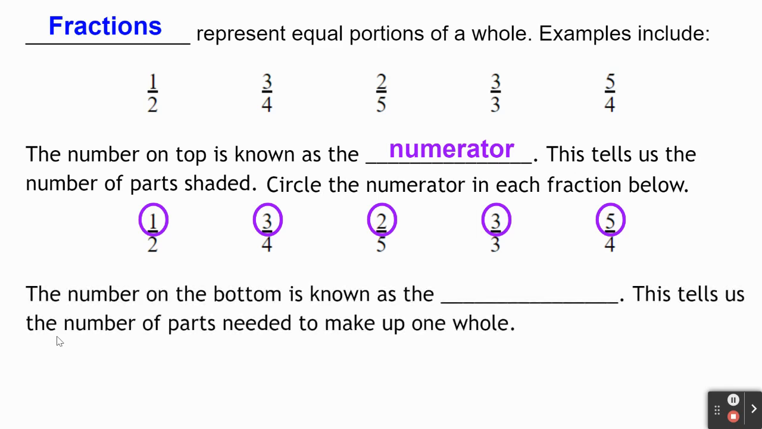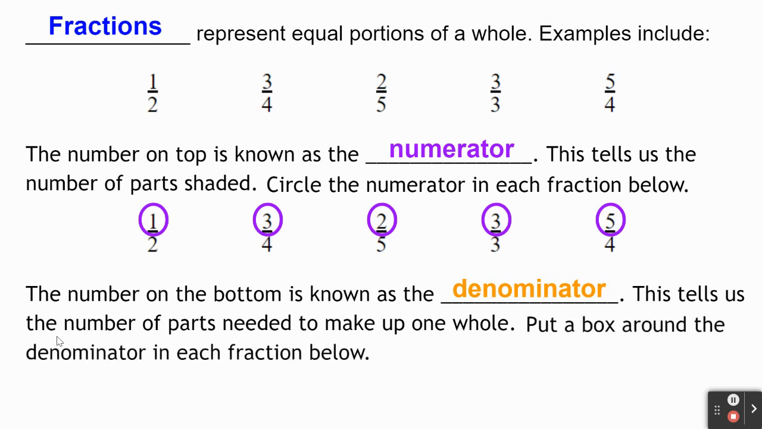The number on the bottom is known as the blank. This tells us the number of parts needed to make up one whole. So the bottom number is known as the denominator. This tells us the total number of parts that make up one whole. So we're going to put a box around the denominator in each fraction.